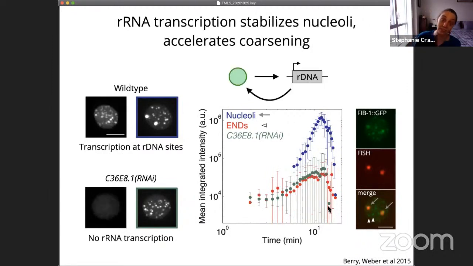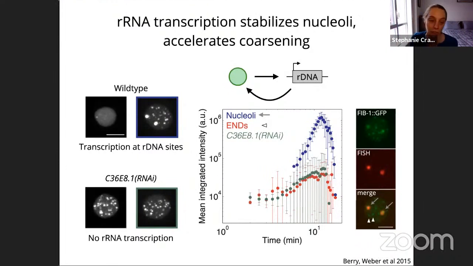And so this suggests that the action of transcription, either the action or the product, drives nucleolar size. And so we definitely have a bidirectional feedback going.